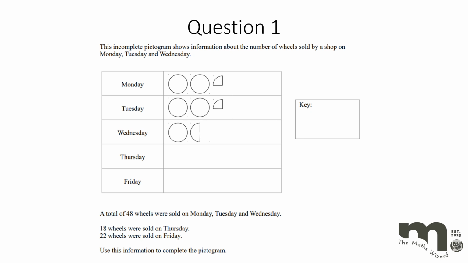Okay, so this first question here is an incomplete pictogram. This is a very common type of question that they give you. They might not necessarily expect you to draw one from scratch. So we know the information in terms of the number of wheels sold by a shop on Monday, Tuesday, Wednesday. We've got the total there. A total of 48 wheels were sold on Monday, Tuesday, and Wednesday. Then we've got 18 wheels on Thursday, 22 wheels on Friday. So you need to now use this information to complete this pictogram. You might just want to get a piece of paper and write Thursday and Friday out and use that to do this.